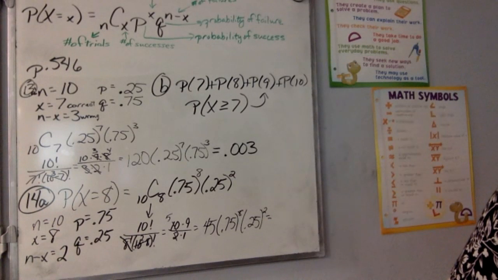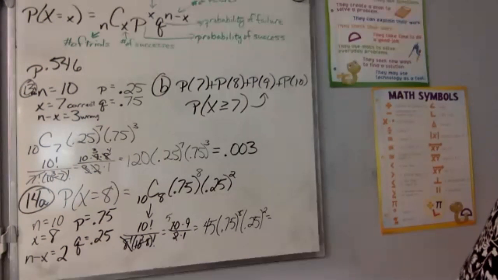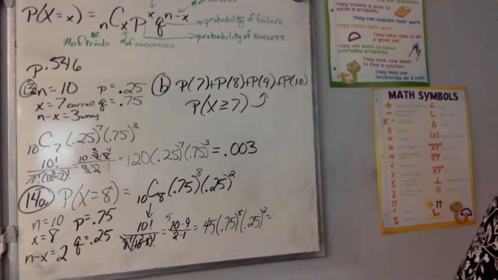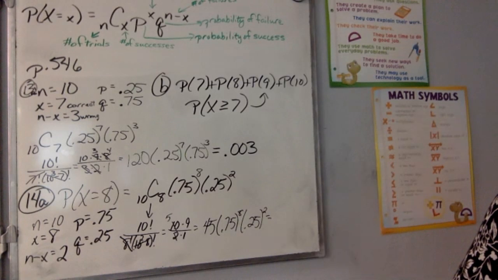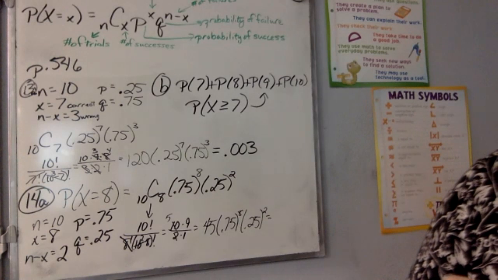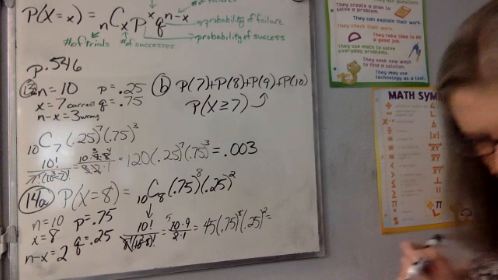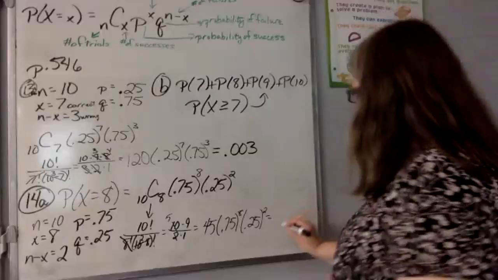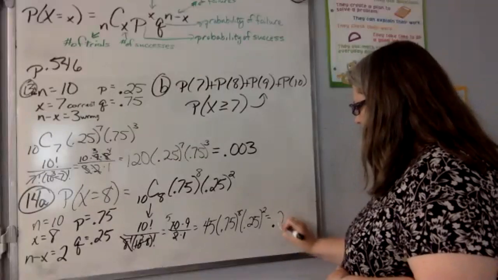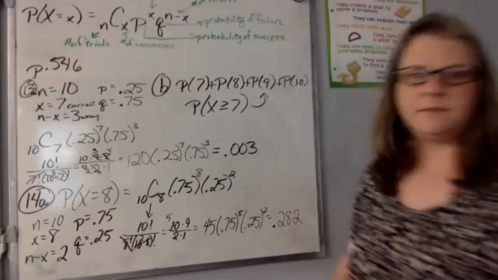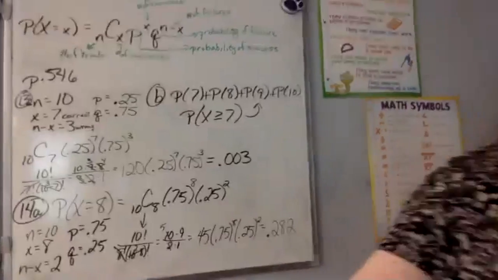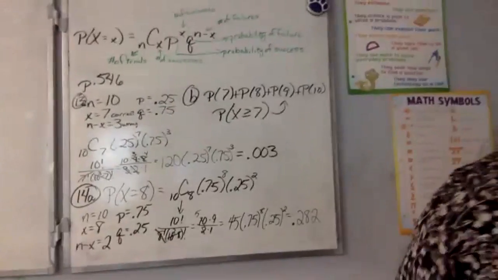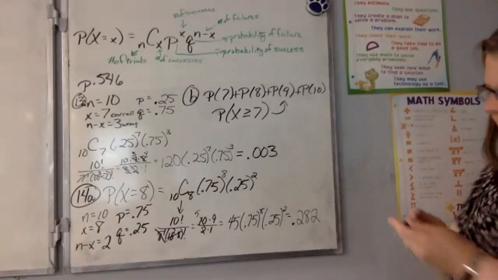and get your answer. Miss, is it 0.282? Whoa, wait a minute. Hang on. I hit times 0.25. There we go. And what'd you say? 0.282. Well, that's what I rounded it to. Yes, very good. 0.282. All right.